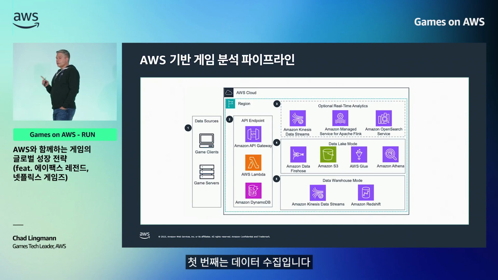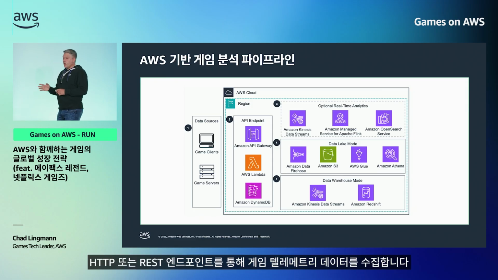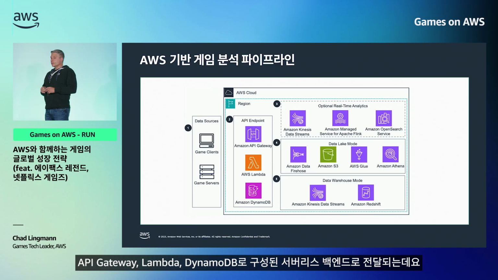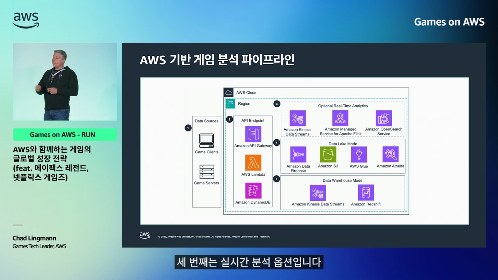So the first is the data ingestion. The pipeline begins by accepting game telemetry data from various sources, game clients, servers, backend services, all through HTTP or HTTP REST endpoints. And then 2, we have our API layer. The incoming data hits a serverless backend powered by API Gateway, Lambda, and DynamoDB, which handle the authentication and route events appropriately.